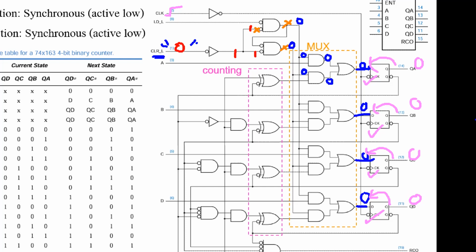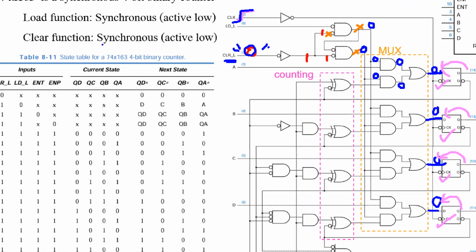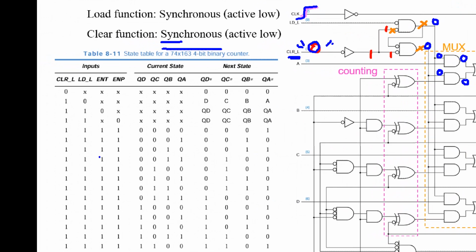Note that when you apply clear 0 at clear, the output does not become 0 suddenly, but it waits for the clock tick. This kind of clear is called synchronous clear, synchronous with the clock. Okay, next function is load.